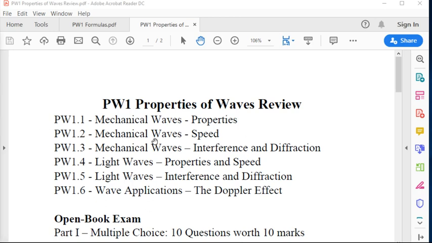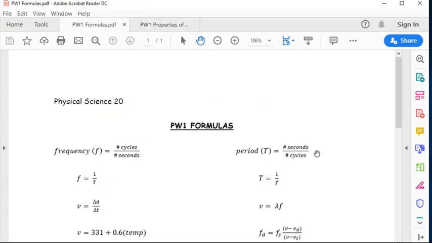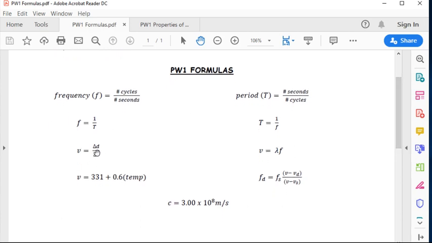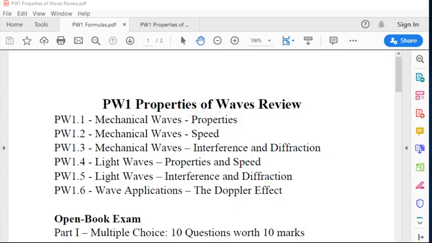Then PW 1.2 mechanical waves, how to figure out speed. So we had the two different equations there. You'll get this formula sheet, I'll attach it as well. So speed, distance over time, and also the universal wave equation. If we know the wavelength and the frequency, we can get it that way as well.